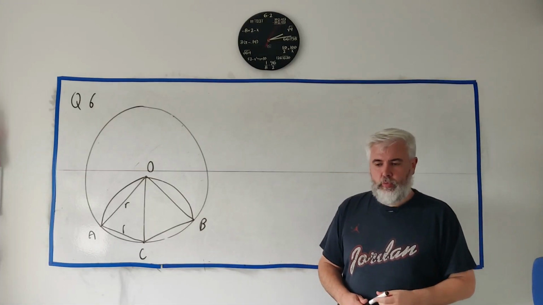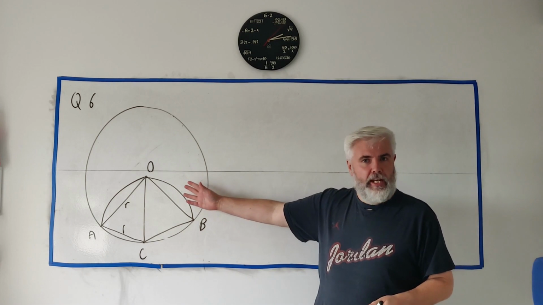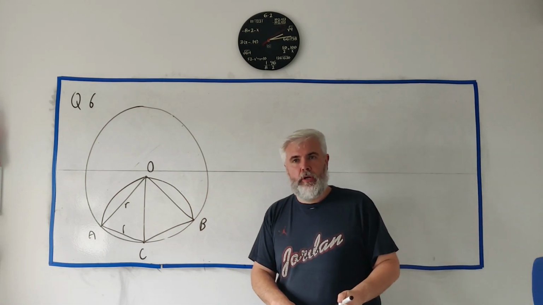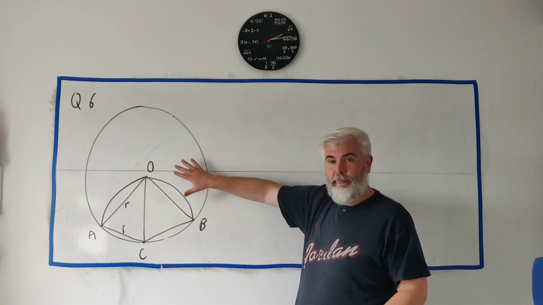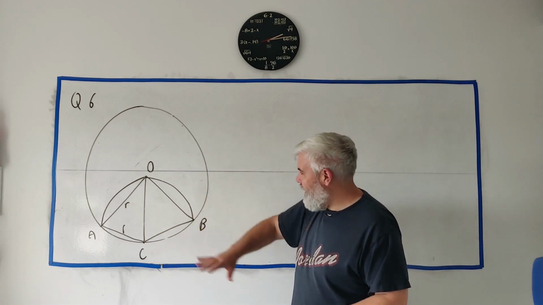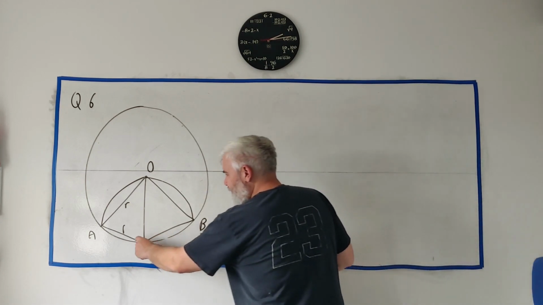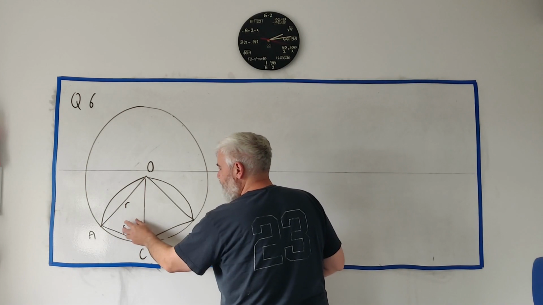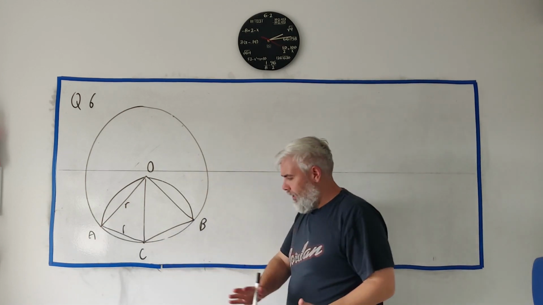In question 6, we're given an image that looks roughly like this. The image in your paper is much better quality than mine. So mine's a good bit off. For example, this length should be the same as this length, whereas my drawing doesn't look like that.